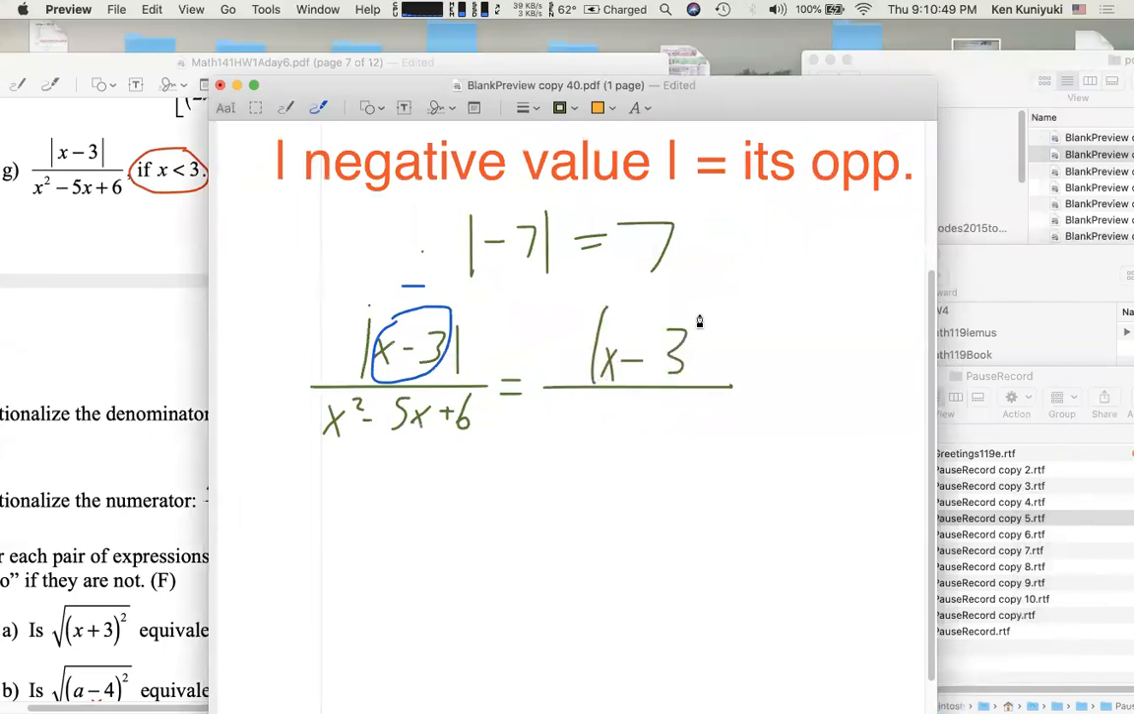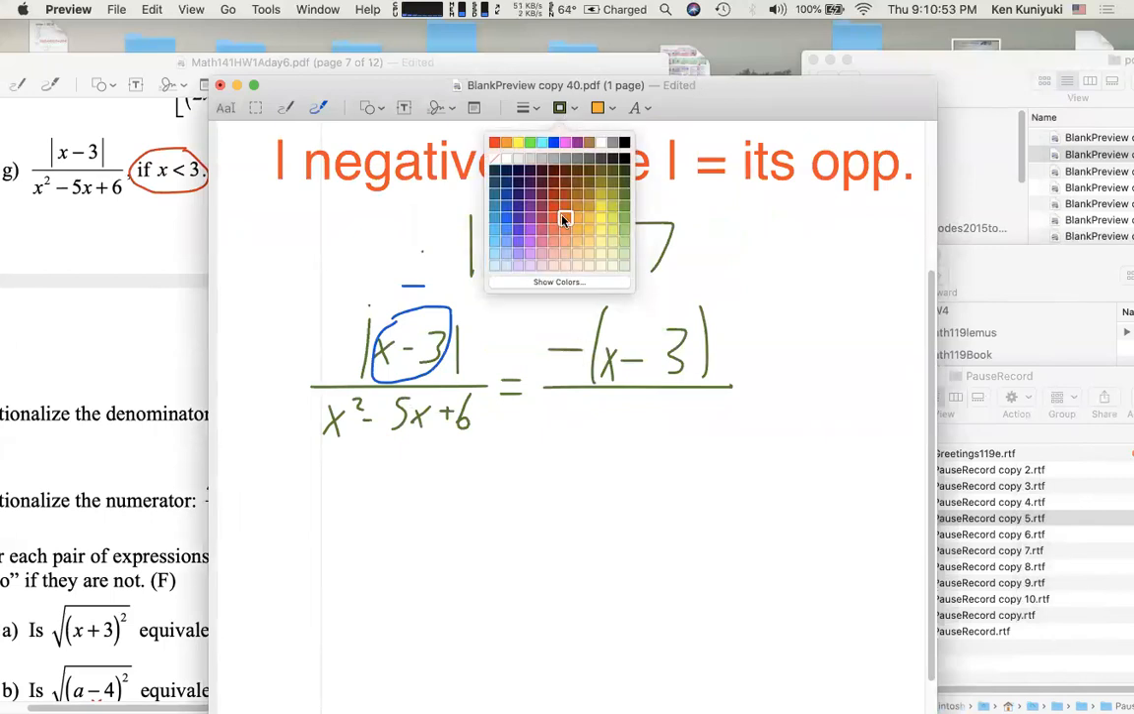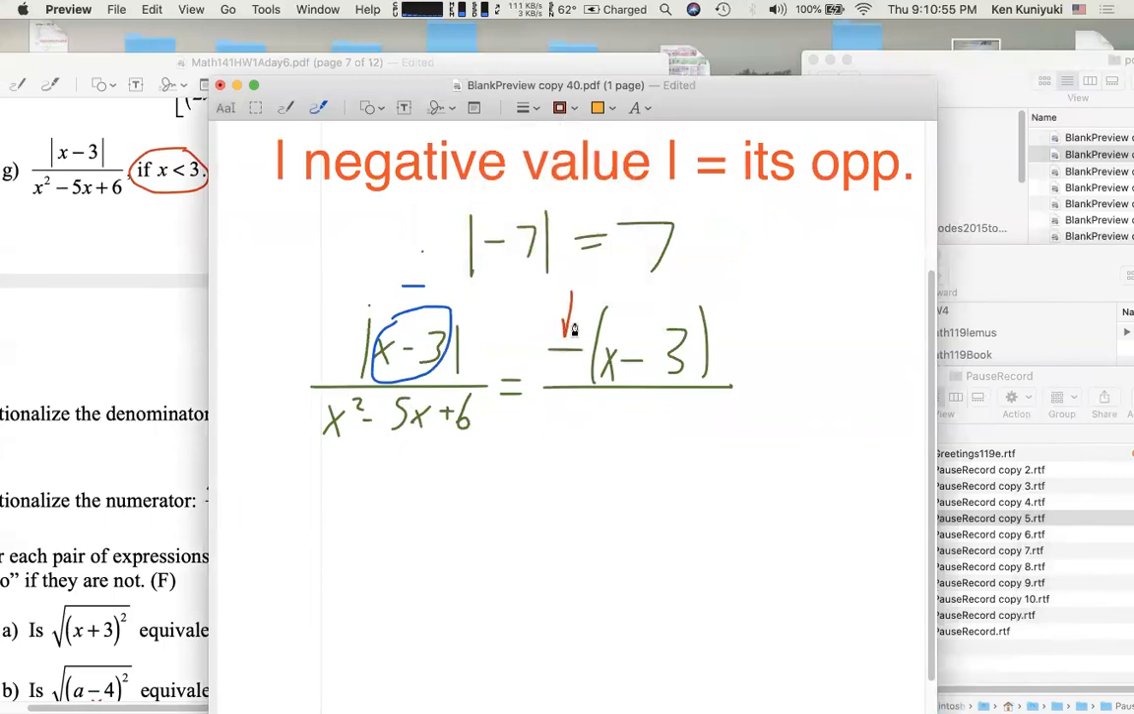The absolute value of a negative value is equal to its opposite. I'm going to put a red arrow. This is what people miss. All right. If x is known to be less than 3, or is assumed to be less than 3, the absolute value of x minus 3 is equal to the opposite of x minus 3 by the piecewise definition of absolute value. Okay. On the bottom, it's old school factoring.